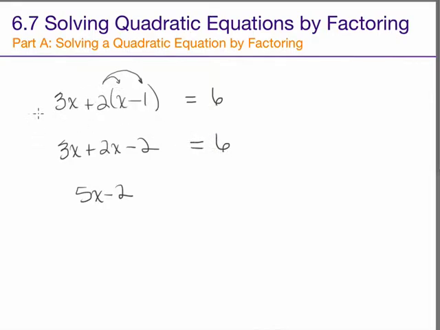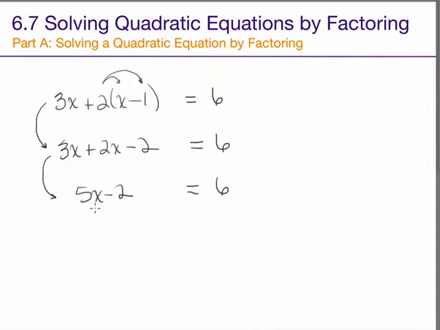Manipulation is one thing. I haven't changed the value of this side by distributing the 2. The 2 was already there. I just spread it out a little. Here, all I did was scoop all my x's into one big pile. I haven't changed the value of anything. So it's all still equal to 6.